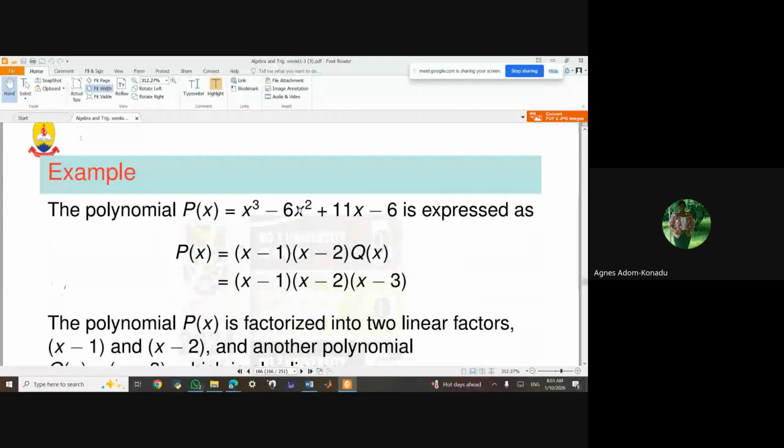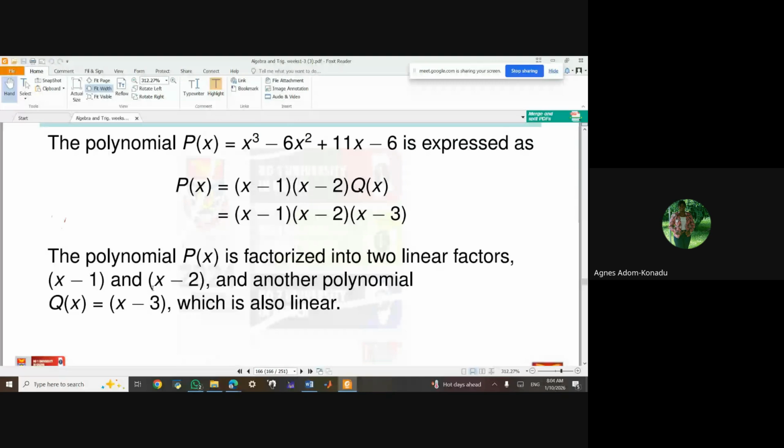So you use long division to get the other factors. So you're going to get a polynomial function. You use long division, then you're going to get x squared times something. So after solving, you get x minus 2 times another linear function, and that is x minus 3. So when you solve this and then you get x minus 1, x minus 2, x minus 3, then the polynomial function P of x is factorized into two linear factors, that is x minus 1, x minus 2, and another polynomial function, which is also linear.